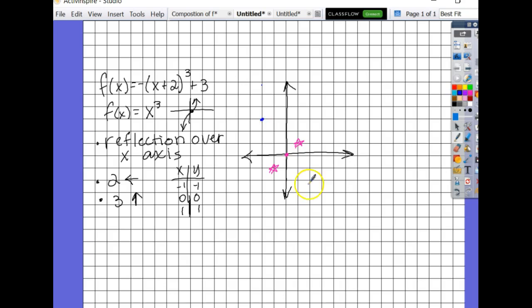So next, I'm going to do this point. First, reflection over the x-axis. So this point is moving to right here. And then I'm going to move 2 this way, 1, 2, and up 3. So right there would be that point. Okay, you all graph the other point.